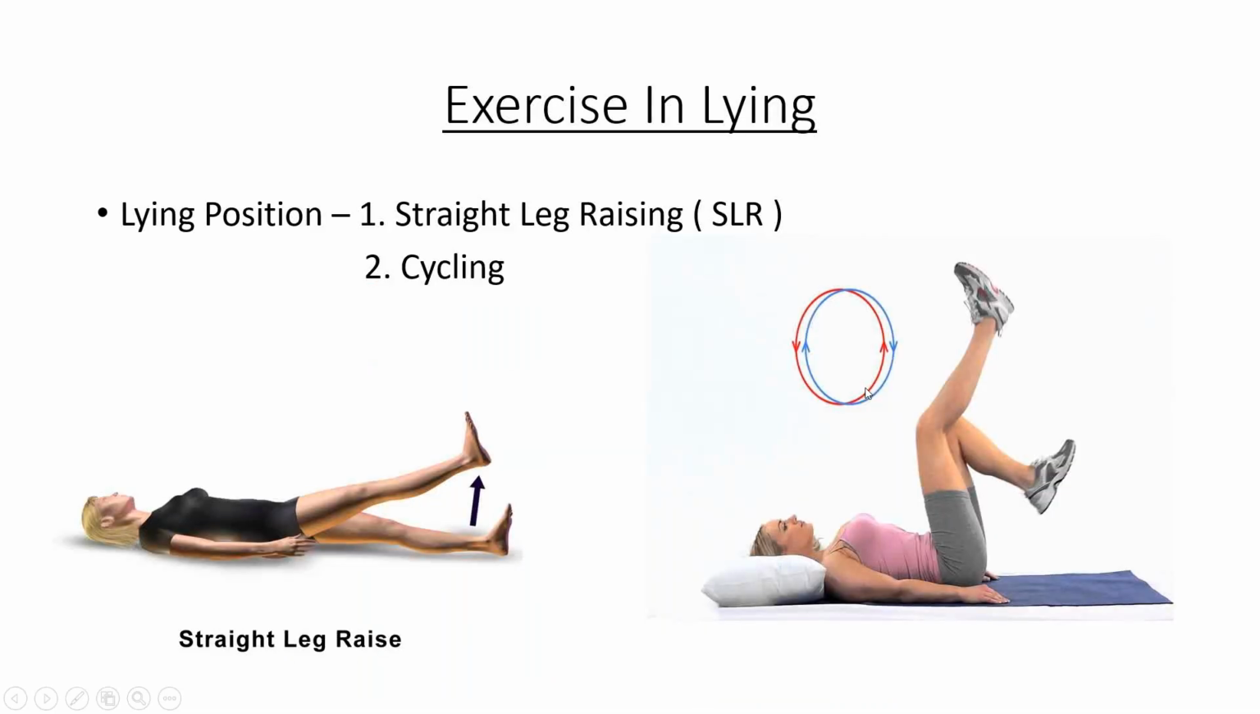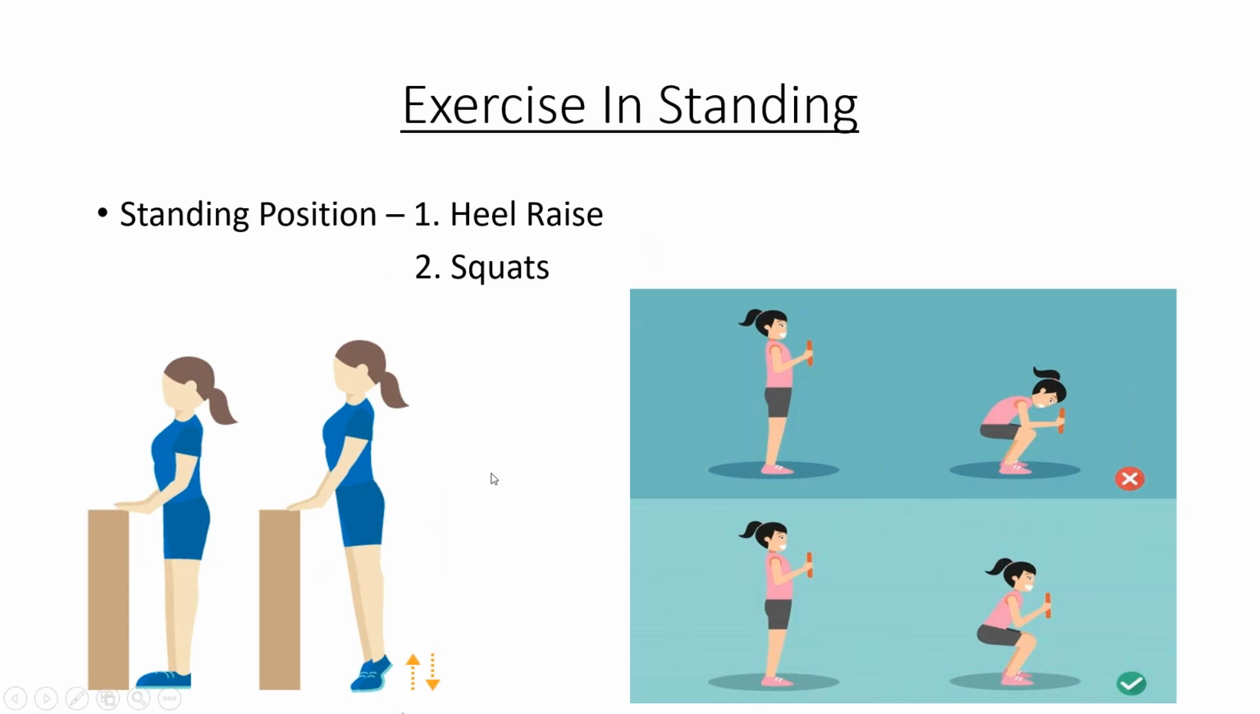All right. Number 2 is exercise in lying. Okay, one is straight leg raise and one is cycling. These two could be done 5 to 10 times depending upon the severity. The physio will be able to tell you properly. Number 3 is exercise in standing. There's one in which you need to do heel raise. The patient has to stand against some support.